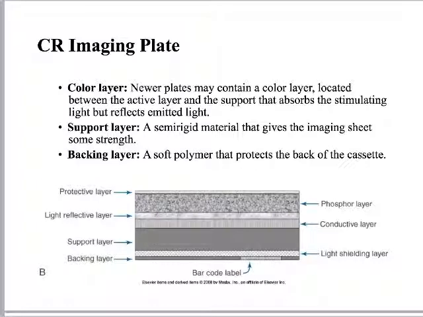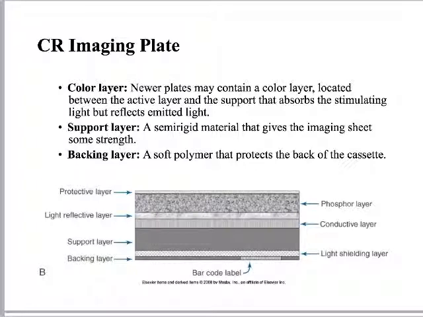Yes? It says between the active layer and the support. What is the active layer? So the active layer, again, is the PSP, the photostimulable phosphor. So what it's saying is, this is just kind of repeating that light reflective layer. It might be there at the level of the light reflecting layer, is what that's saying. It varies based on the manufacturer.